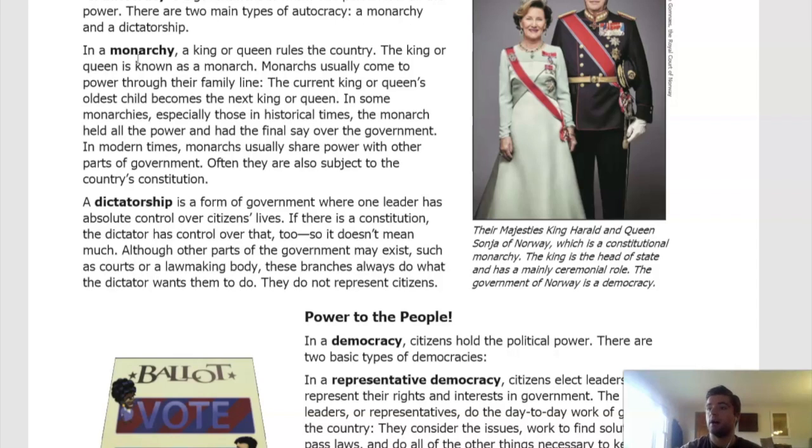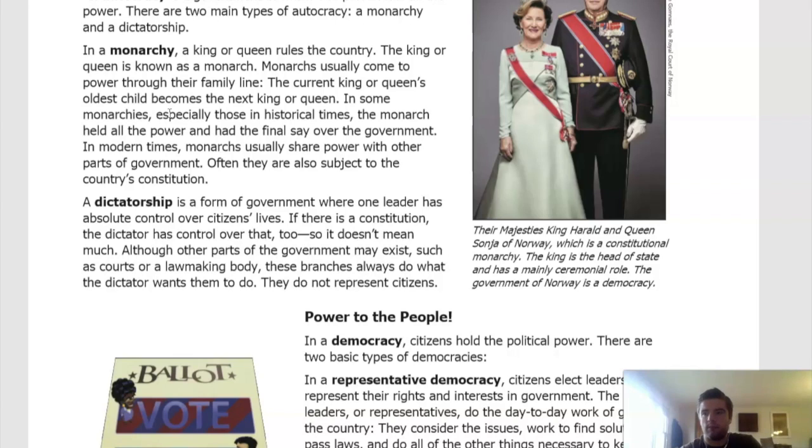Monarchs usually come to power through their family line, and the current king or queen's oldest child becomes the next king or queen. In some monarchies, especially those in historical times, the monarchy held all the power and had the final say over the government. In modern times, monarchs usually share power with the other parts of government. Often they are subject to the country's constitution.